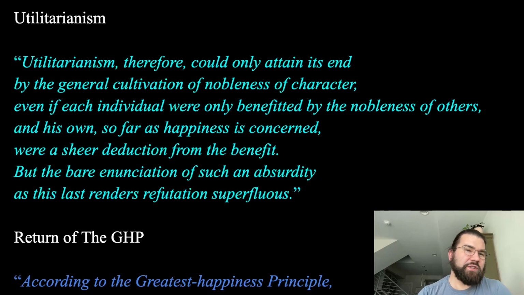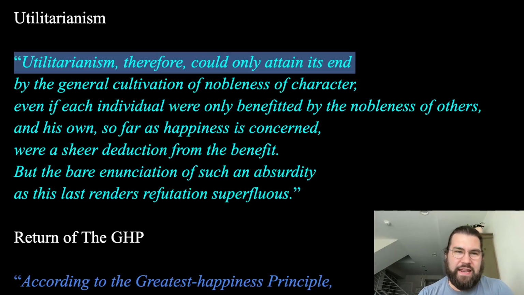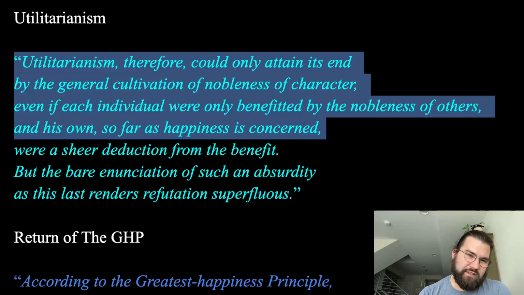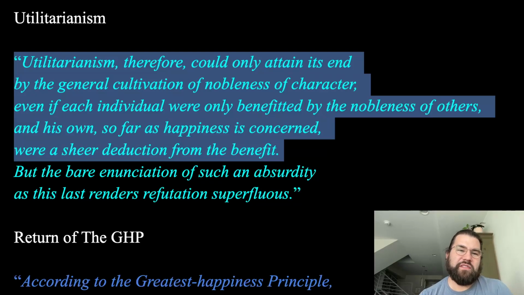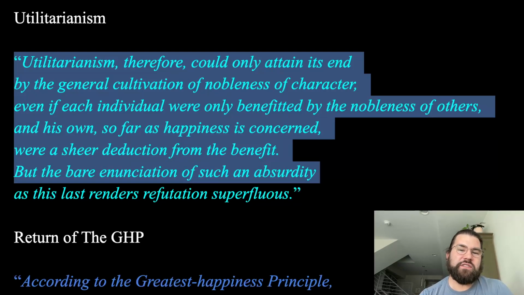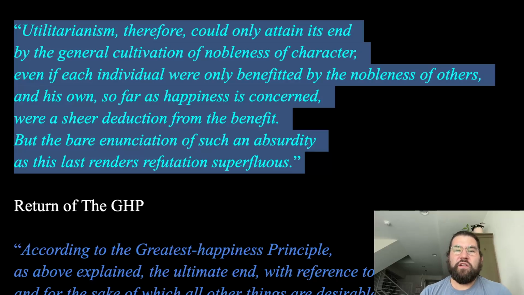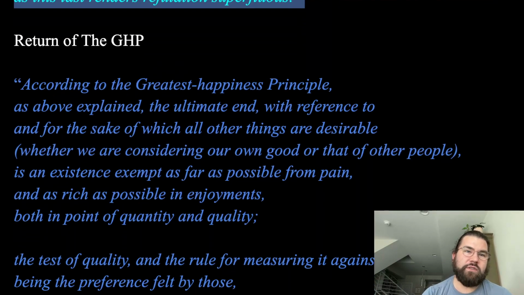Mill goes on to say that utilitarianism, therefore, "could only attain its end by the general cultivation of nobleness of character, even if each individual were only benefited by the nobleness of others, and his own, so far as happiness is concerned, were a sheer deduction from the benefit. But the bare enunciation of such an absurdity as this last renders refutation superfluous." So here he's starting to make an argument that it's not just always about what you're doing, but really about the benefits of the masses, right? And now we're about to tie this directly back into the greatest happiness principle.